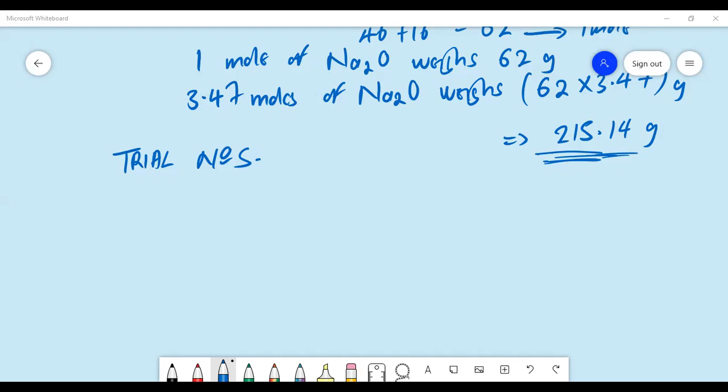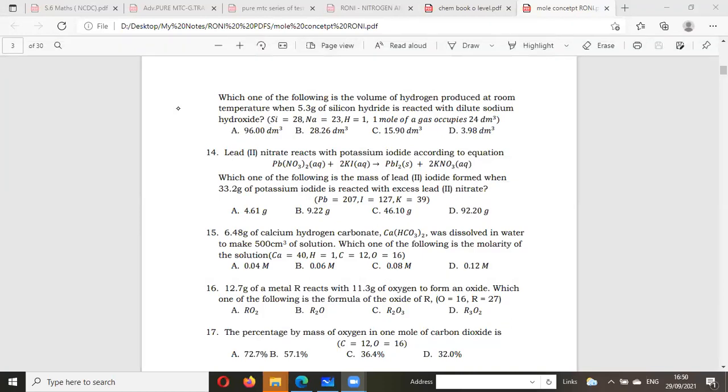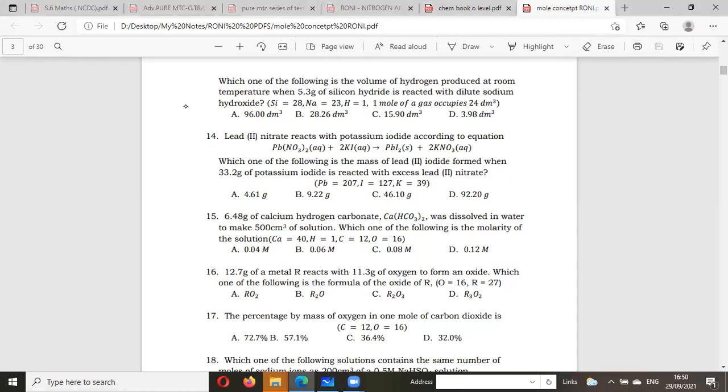I think number 14. I see number 14 now. What does it read? Lead nitrate reacts with potassium iodide according to the equation. Which one of the following is the mass of lead iodide formed when 33.2 grams of potassium iodide is reacted with excess lead nitrate? Okay, now do for me number 14. Take a screenshot.